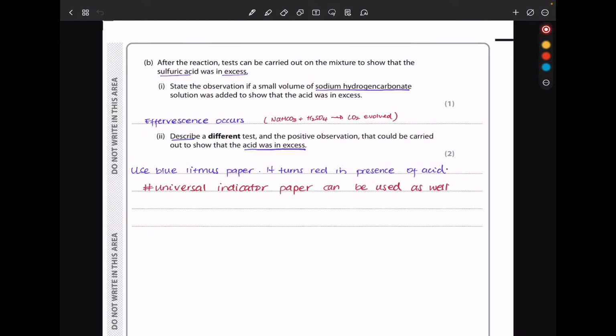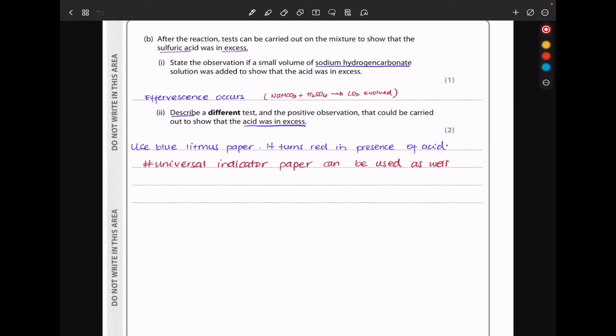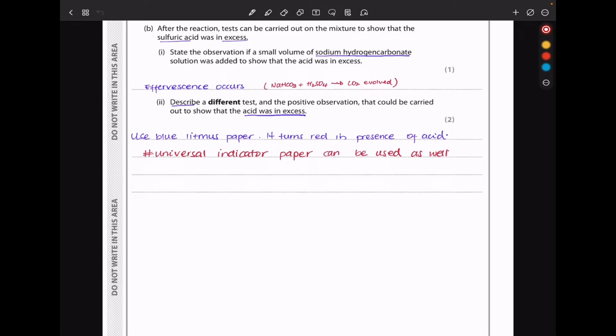In part B, they say after the reaction, tests can be carried out on the mixture to show that the sulfuric acid was in excess. State the observation if a small volume of sodium hydrogen carbonate solution was added to show that the acid was in excess. If the sodium hydrogen carbonate is added and there is an acid, or H+ ions, effervescence is going to occur as carbon dioxide gas is going to be evolved, so the observation is going to be effervescence. And next they say describe a different test and a positive observation that could be carried out to show that the acid was in excess.